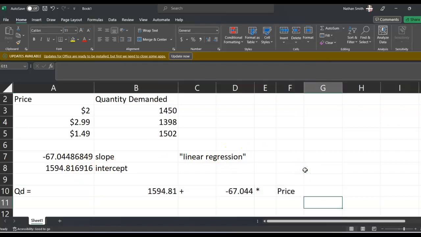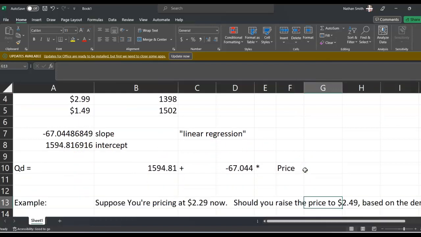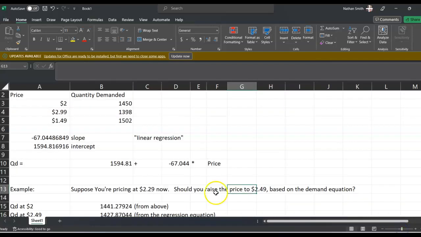Okay, let me show you an example. So suppose right now you're pricing this product at $2.29 per unit, and your manager comes to you and says, should we raise that price to $2.49 based on the demand equation above? So remember, this is the demand equation.